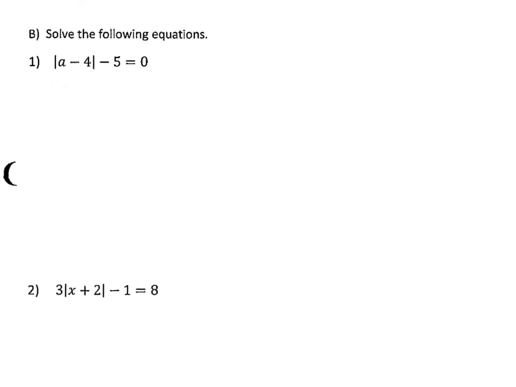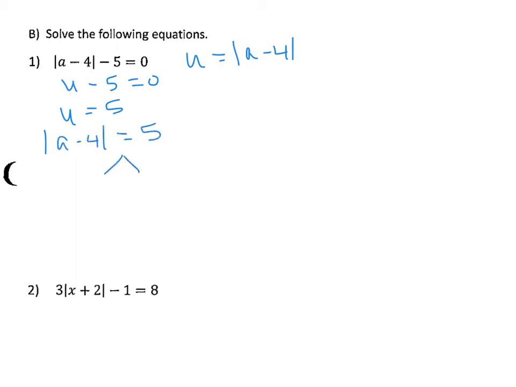So if you look, the absolute value of a minus 4 is not by itself. So I want to isolate it. So to isolate it, then I will put u equals absolute value of a minus 4. So we will substitute u in, solve for u, which is u equals 5, and then we're going to substitute the absolute value of a minus 4 back in for u, and then you notice the absolute value bars are isolated. We're going to split it into two equations.